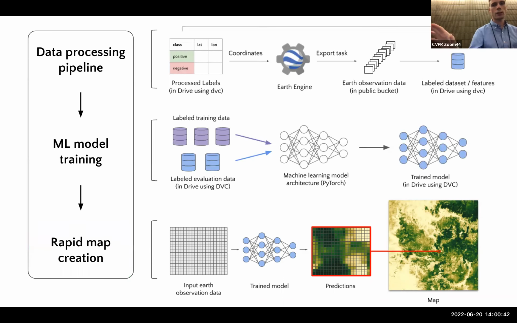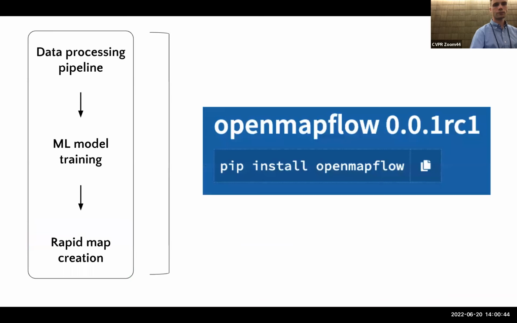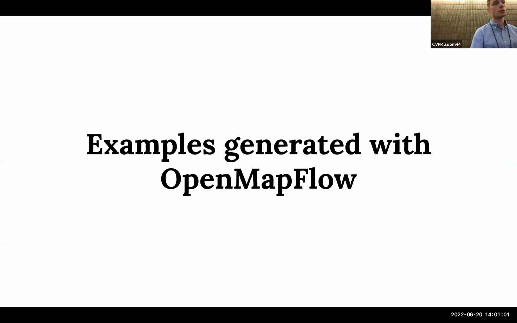So this is the entire architecture, and it's available on the Python package index. Basically, if you have a Python environment set up, you can run pip install OpenMapFlow, and you'll get this first version of it, and you'll have these three things available. And so I'm just going to quickly show some examples that we've generated with OpenMapFlow.